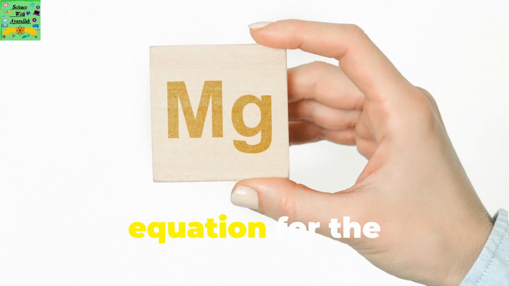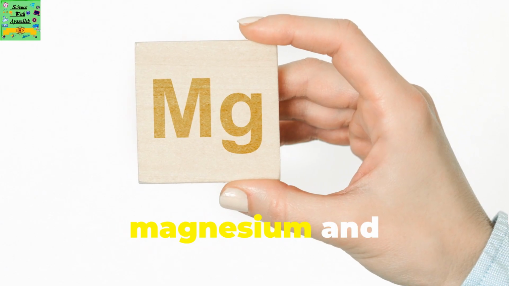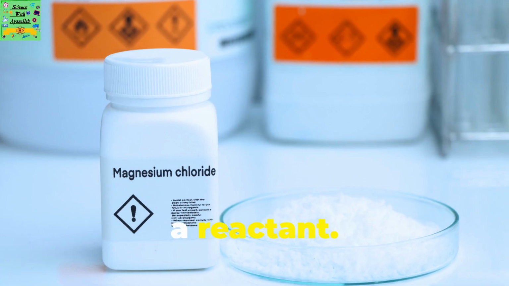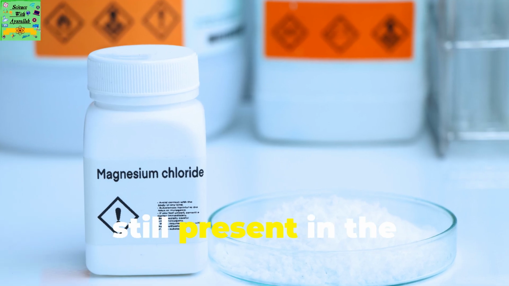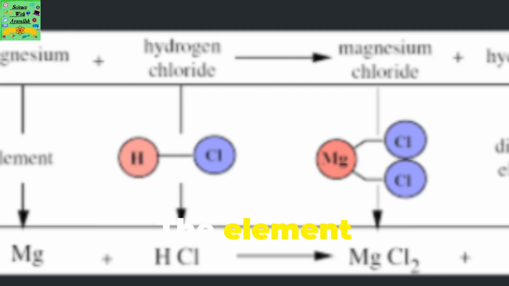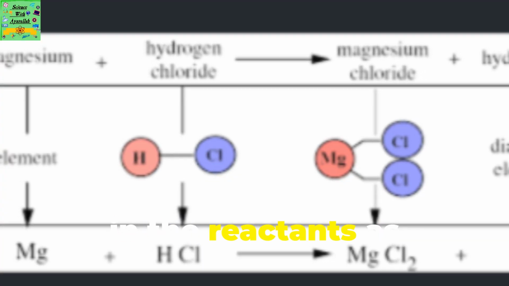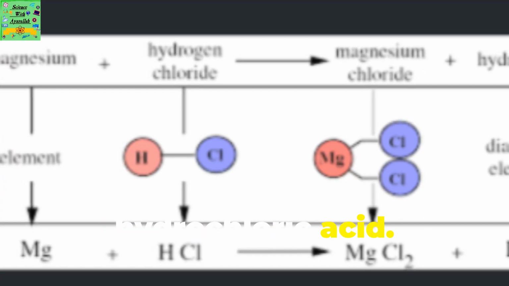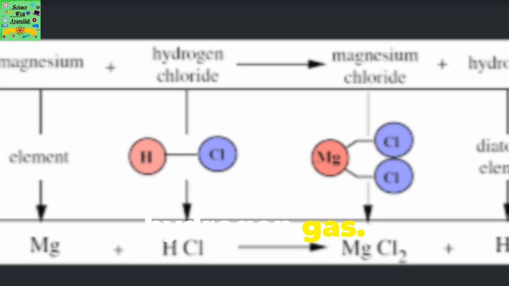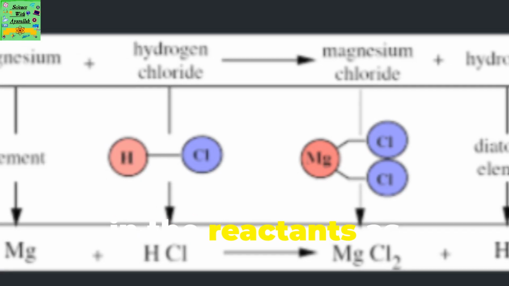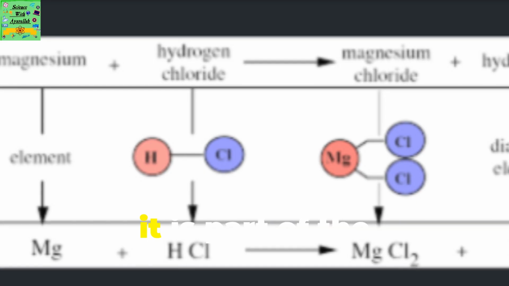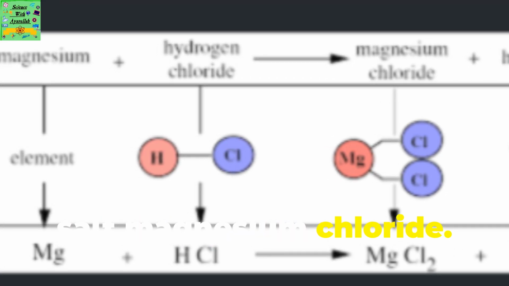Here is the equation for the reaction between magnesium and hydrochloric acid. Magnesium metal is a reactant. The magnesium is still present in the products as part of the salt magnesium chloride. The element hydrogen is present in the reactants as part of the compound hydrochloric acid. In the products, it is present as hydrogen gas. The element chlorine is present in the reactants as part of the compound hydrochloric acid, and in the products, it is part of the salt magnesium chloride.